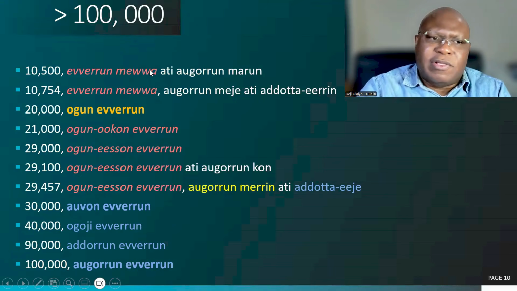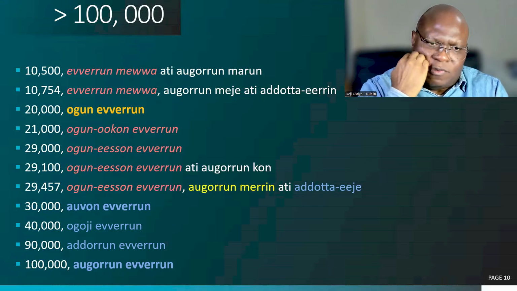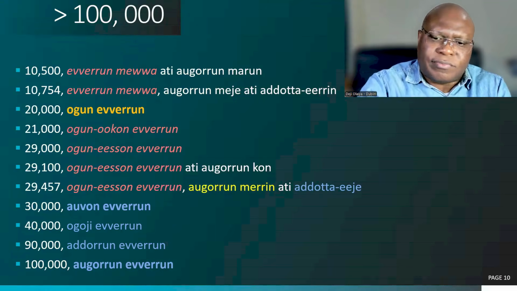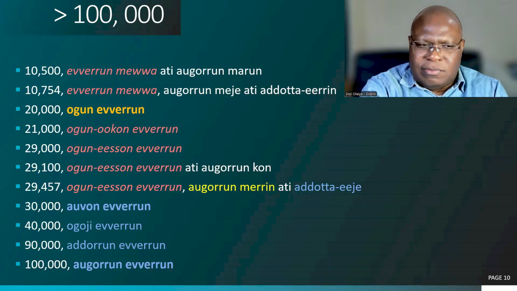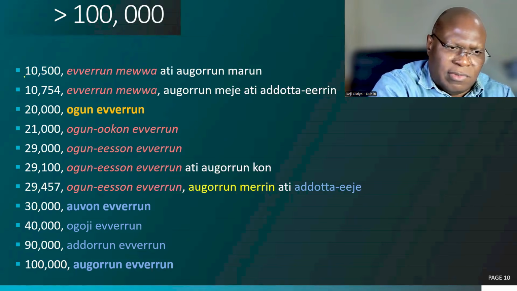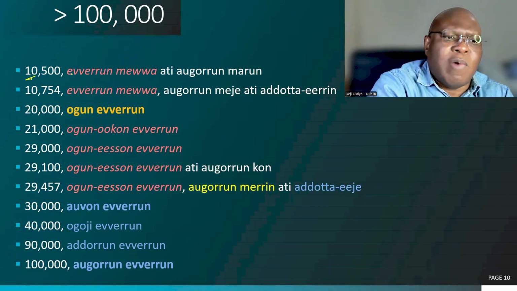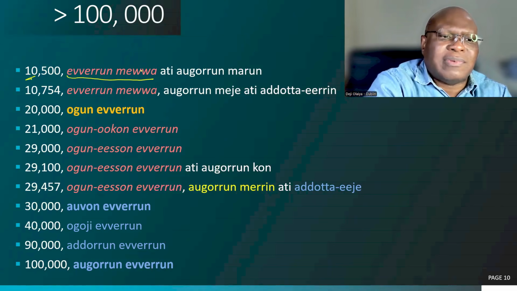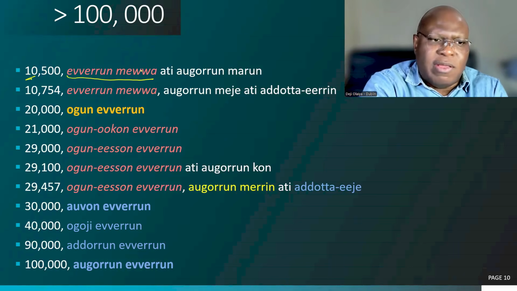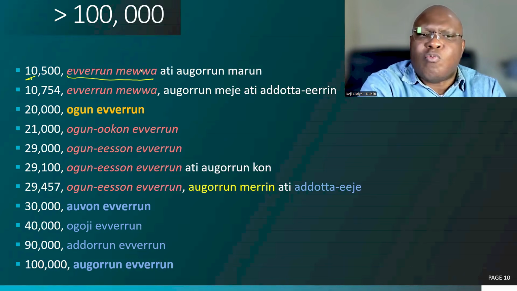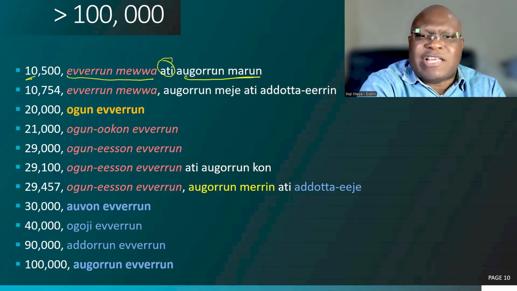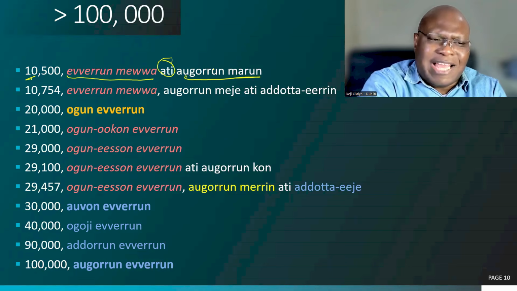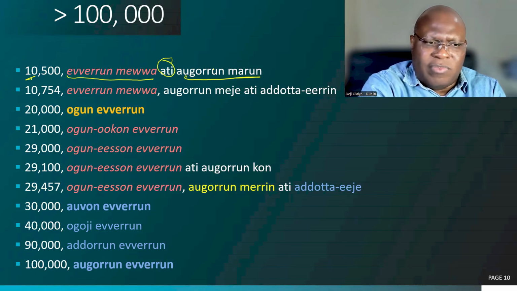We're going to count now up to 100,000. So what is 10,500? 10,000, straight away, that's ẹgbẹ̀rún mẹ́wàá. 500 is ọgọ́rùn-ún márùn-ún. So ẹgbẹ̀rún mẹ́wàá àti ọgọ́rùn-ún márùn-ún. 10,500.